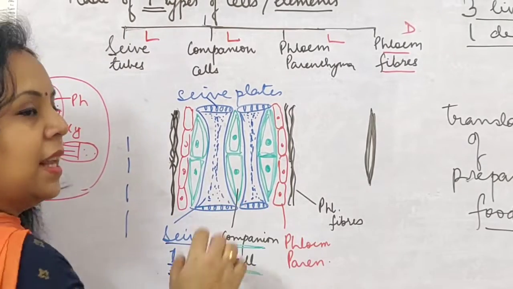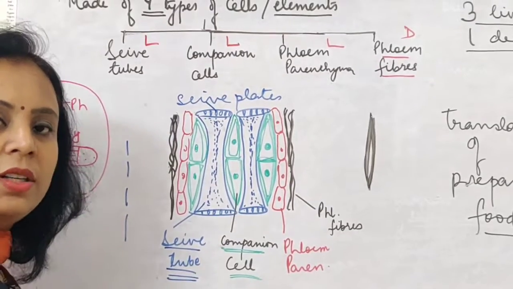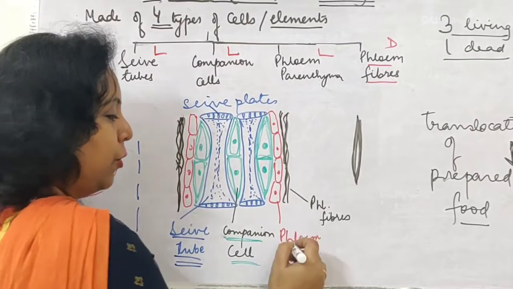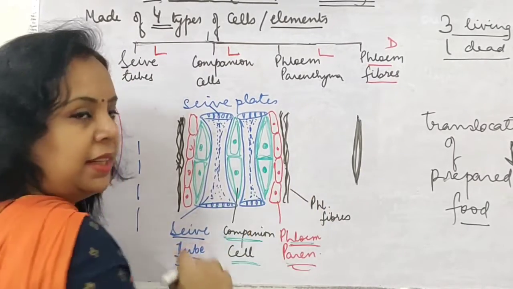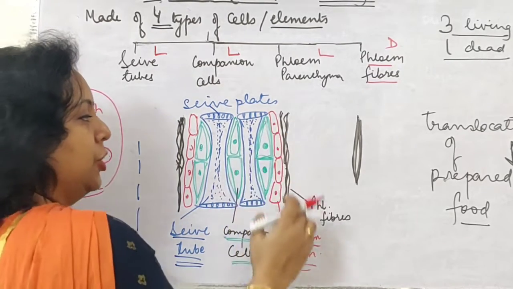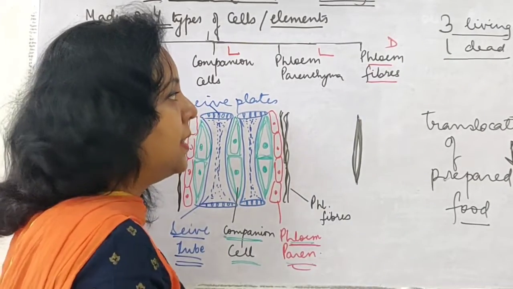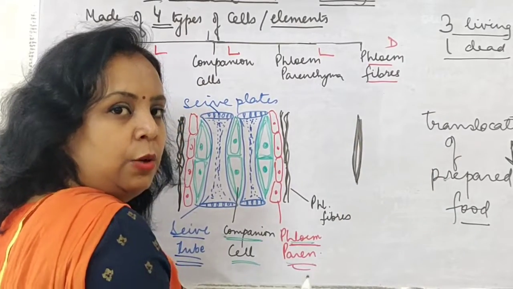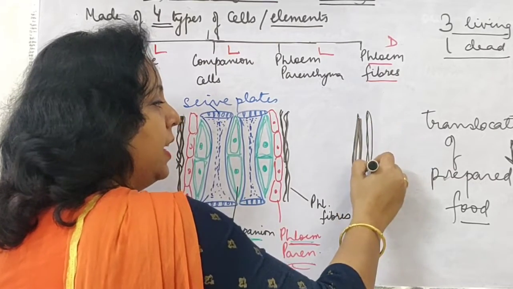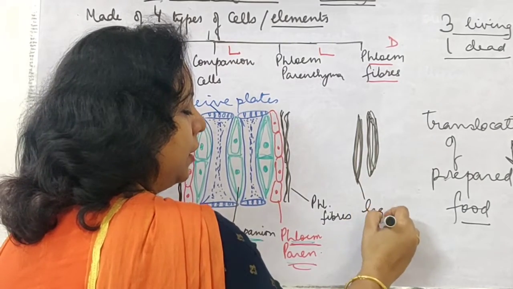Since all these cells are living, they require energy, isn't it? And energy has to be continuously supplied to them. So that part is played by phloem parenchyma, the living cells present in phloem, which are producing energy and storing food also. The last but not the least is the phloem fibers, which are again dead, sclerenchymatous, fibrous, with a very narrow lumen because of the thick deposition of lignin.